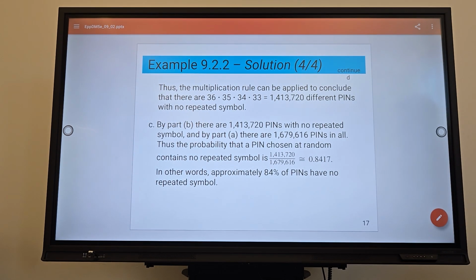Thus, the multiplication rule can be applied to conclude that there are 36 times 35 times 34 times 33, or a little over 1.4 million different pins without a repeated symbol.